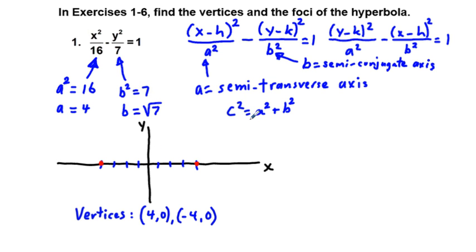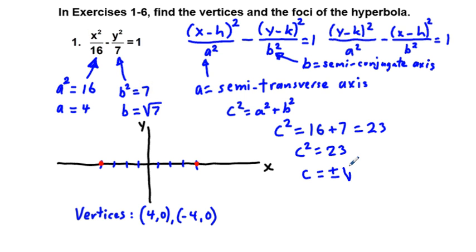So now for the foci, we have to find the foci. Well, the equation is the same as the Pythagorean theorem. We have c squared, and c is going to be our focus, equals a squared. Well, a squared is going to be 16, and then plus b squared, and b squared is 7, so we have 23. So c squared is equal to 23, and so c is going to be equal to plus or minus square root of 23.